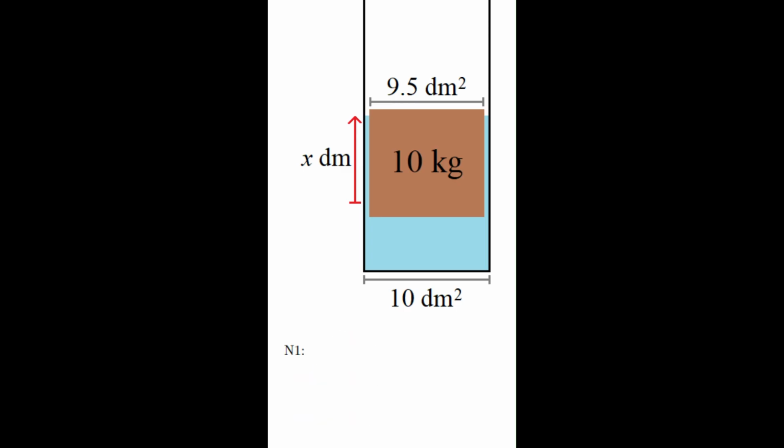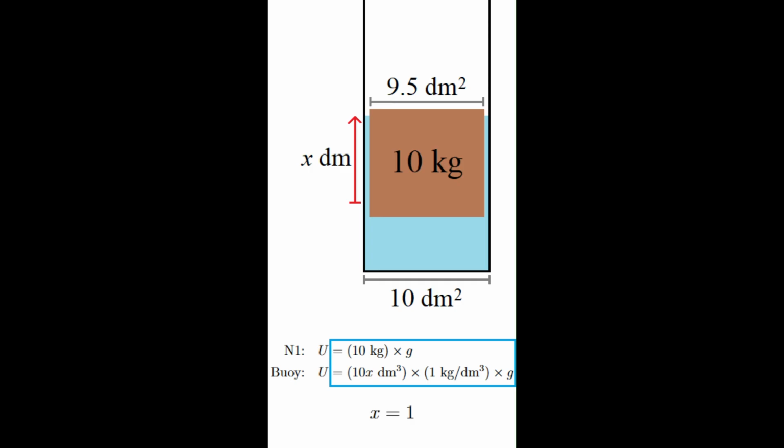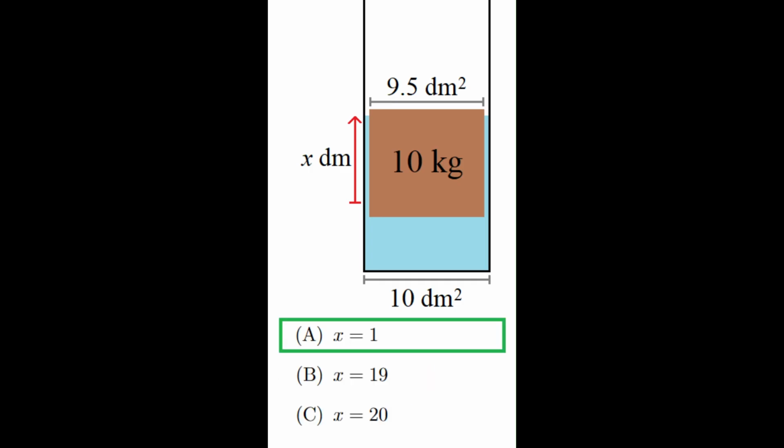By Newton's first law, the upthrust force exerted by the water on the block balances out the block's weight. A corollary of Archimedes' Principle of buoyancy gives that the upthrust force is equal to the weight of water that would fill the volume of the container between the original and the new water level. So that's the volume times the density of water times the gravitational field strength. And now equating the two expressions for the upthrust force, we get that x is equal to 1, so the answer is A.